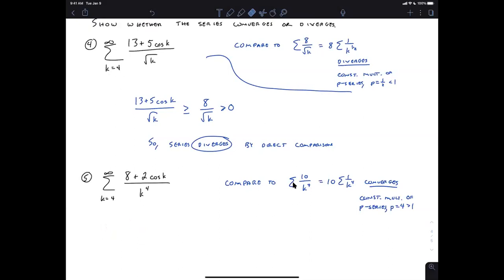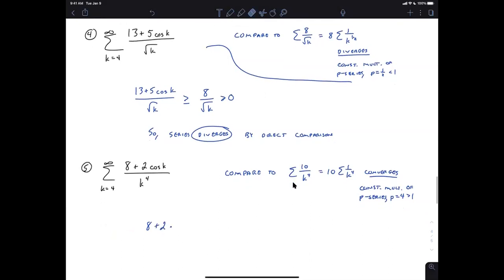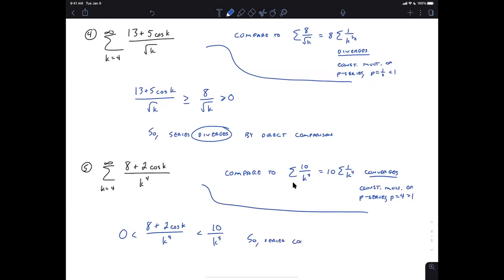We don't need this anymore. And so then we say, okay, then 8 plus 2 cosine k, we want it to be smaller, and it is. Make this legible though. So 8 plus 2 cosine k over k to the fourth is less than 10 over k to the fourth, and they're both bigger than zero. So the original series converges by direct comparison. Does that make sense to everybody? Any questions?